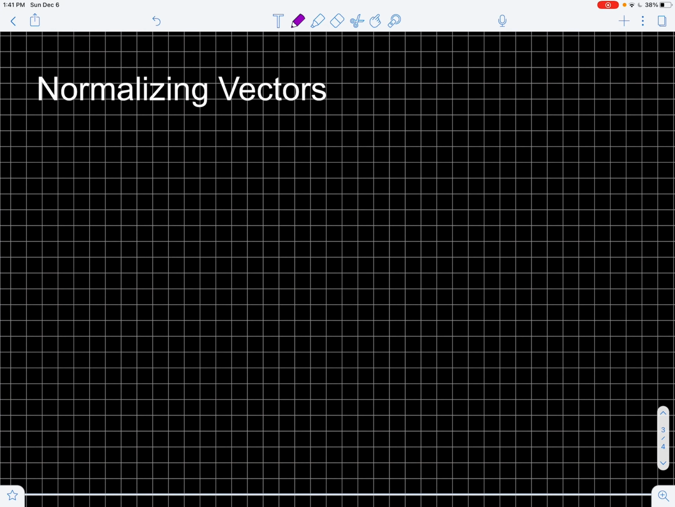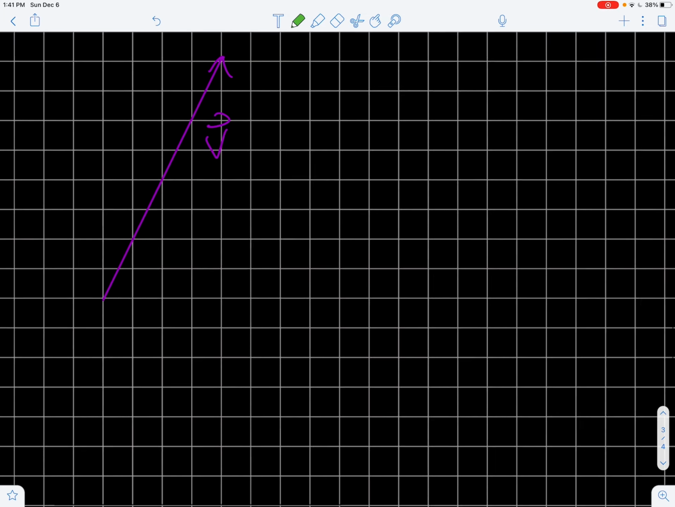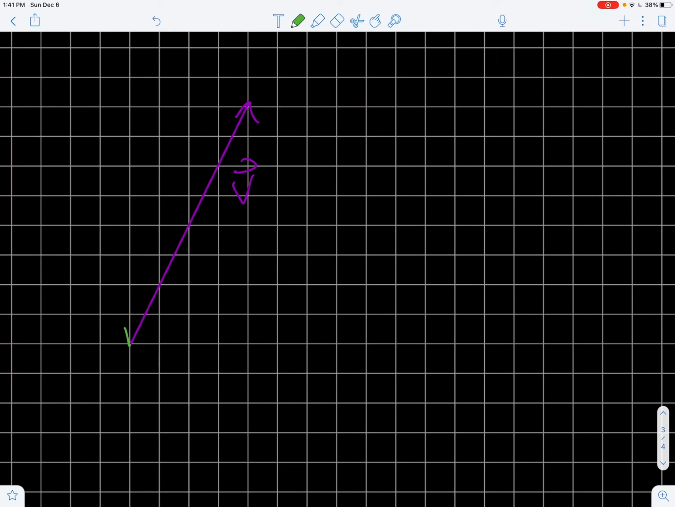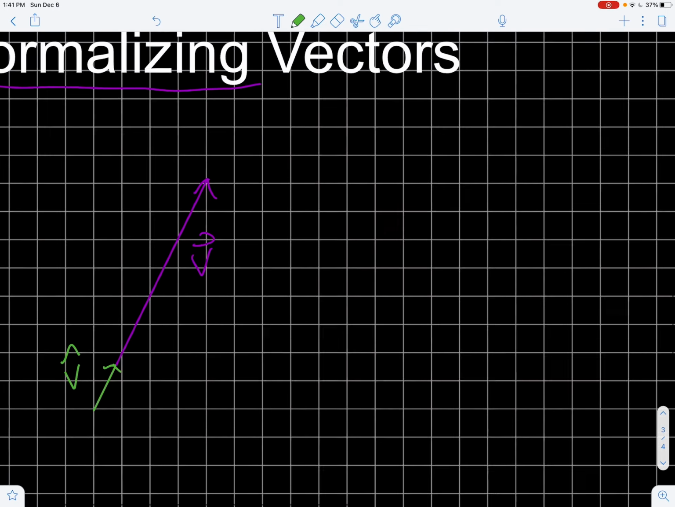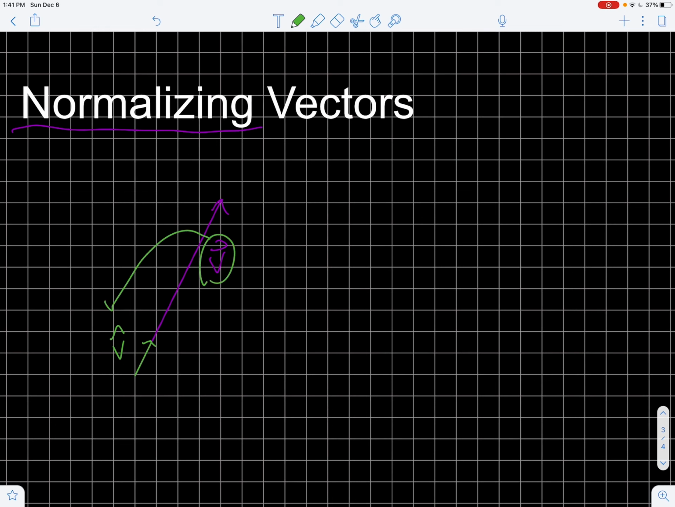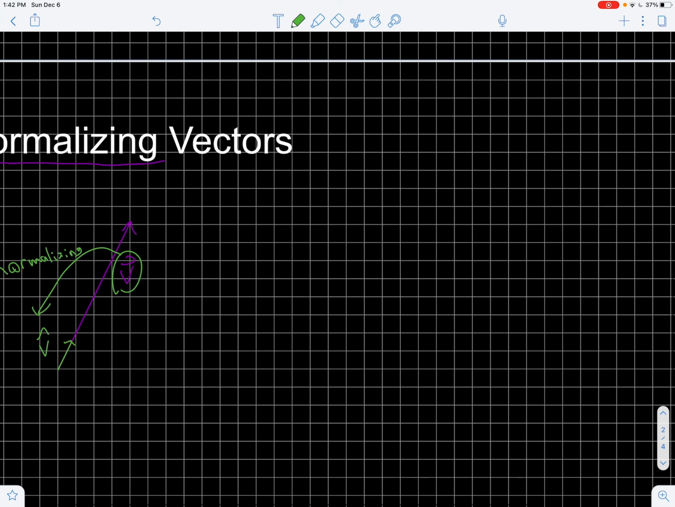All right. So to normalize a vector means just to make it a unit vector. So if you have our vector v over here, we just want a vector whose length is 1, but points in the same direction. And going from v to v hat, that's called normalizing. Well, how do we normalize? Well, the one thing we know about unit vectors is that their length is 1.